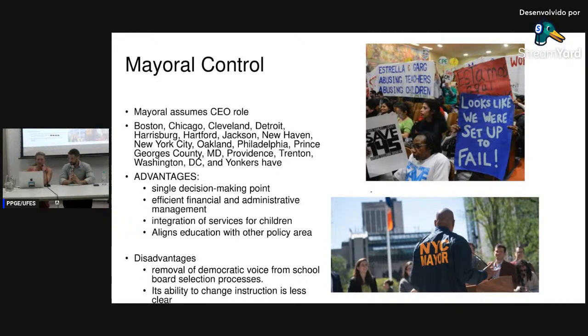So 36 states have districts that try to restrict things, 17 to expand.